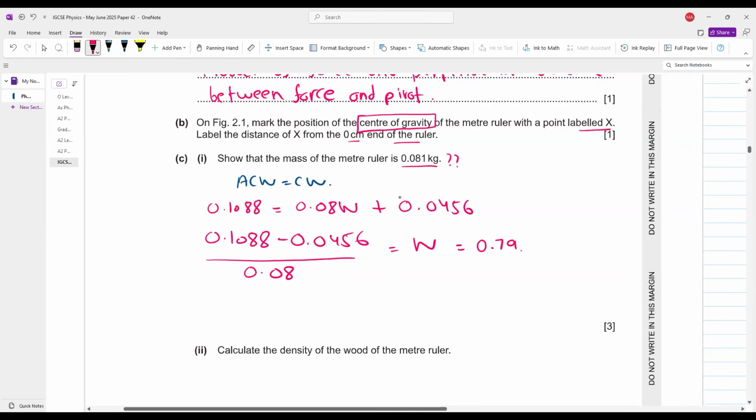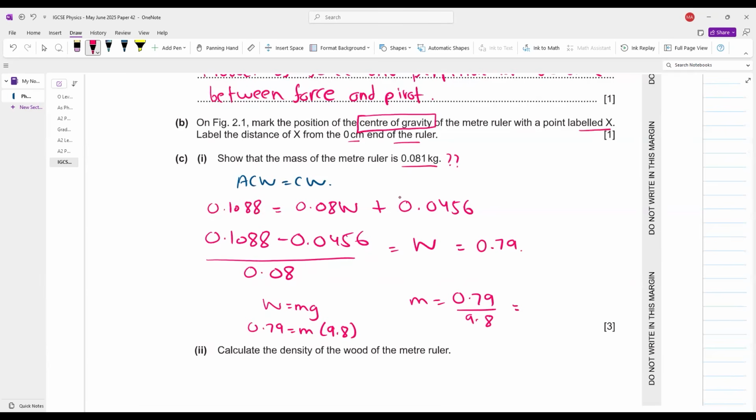But you had to calculate mass. Weight is equals to mg. Weight is 0.79, and we have to find the mass. What is the value of g? 9.8. Can you calculate mass? 0.79 divided by 9.8. Mass comes out to be 0.081 kg. Easy peasy lemon squeezy. Your mass has come.